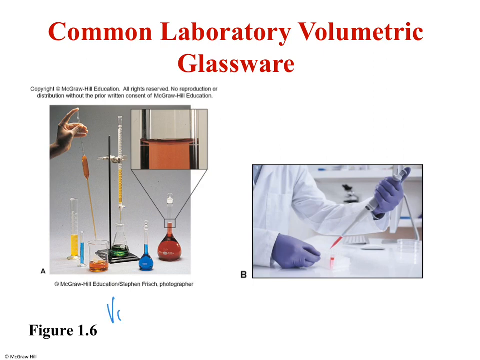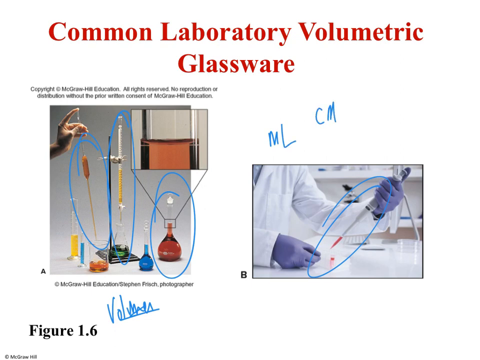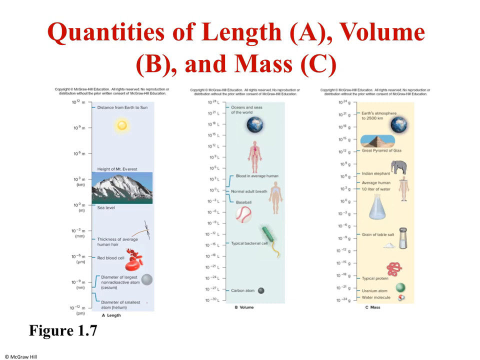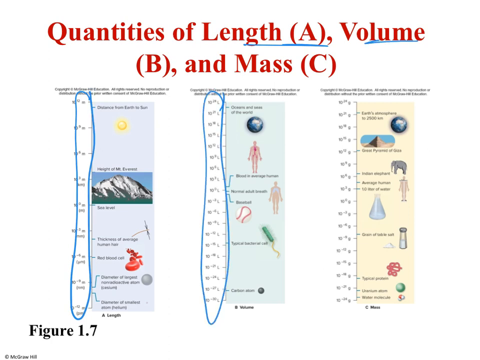So this is a way to measure volume in the volumetric flask, burette, pipette, which is done usually in milliliters or centimeters cubed or liters in the laboratory. These are examples of length. You see they're all meters. Volume, liters, and mass is grams. So get used to what those units represent. And we will stop there.